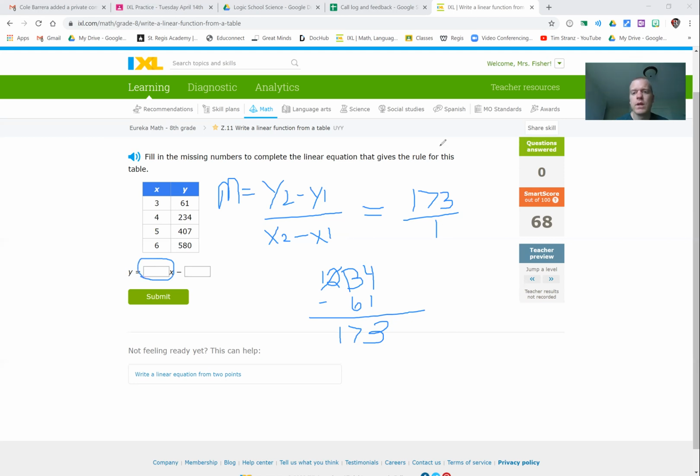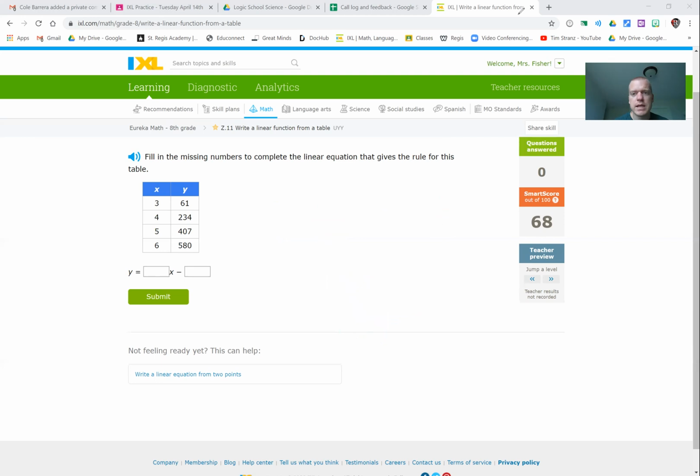Okay, so I'm going to clear this real quick. I'm going to type in here 173. And now I've got to find out what b is going to be. So in order to do that, let me get my pen again. So now I have y equals 173x minus b, which we're looking for now. To find b, we just take one of these ordered pairs and plug it into this equation. So I'm just going to do the first one.